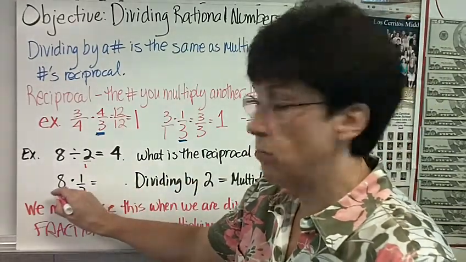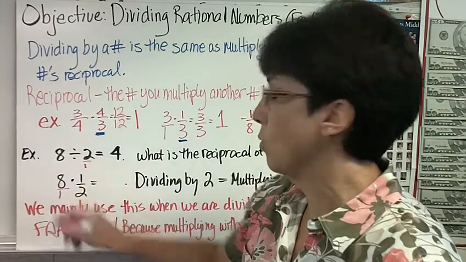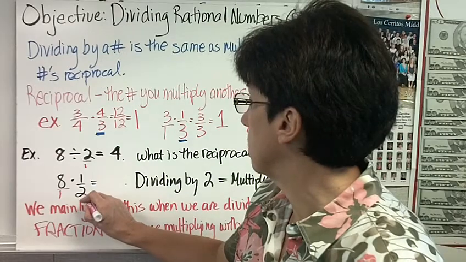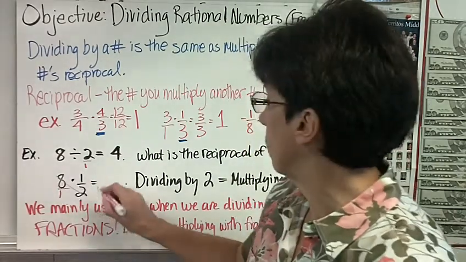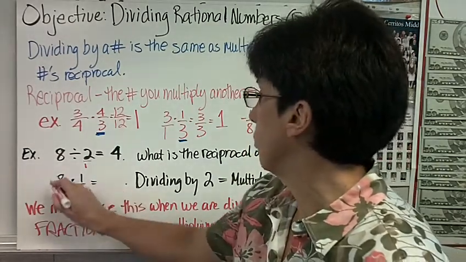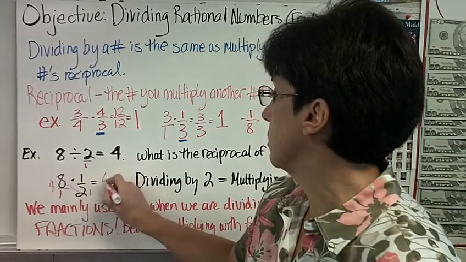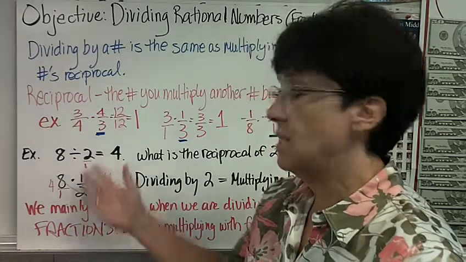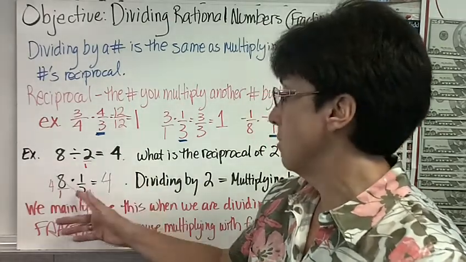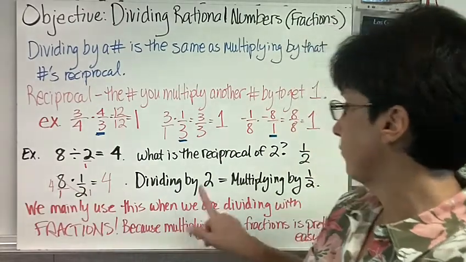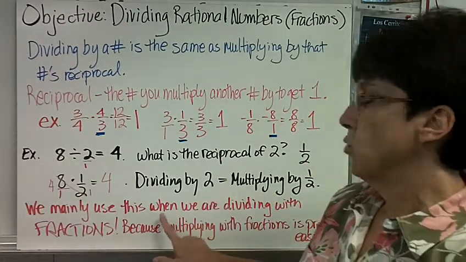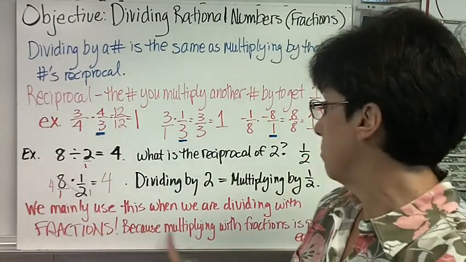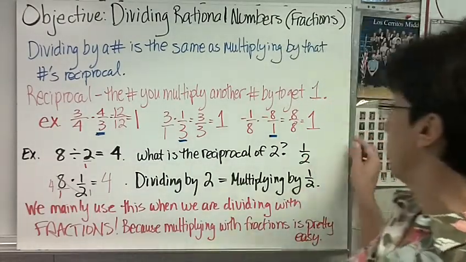Now remember, when we're multiplying with fractions, I have a whole number, I can put this over 1. Then I check and see, do I have anything in common? Factors, yep. 2 goes into itself once. 2 goes into 8 4 times. 4 times 1 is 4. And I have the same answer. So dividing by 2 is the same as multiplying by 1/2. That's what I wrote right here. We mainly use this when we are dividing with fractions, because multiplying with fractions is pretty easy to do.